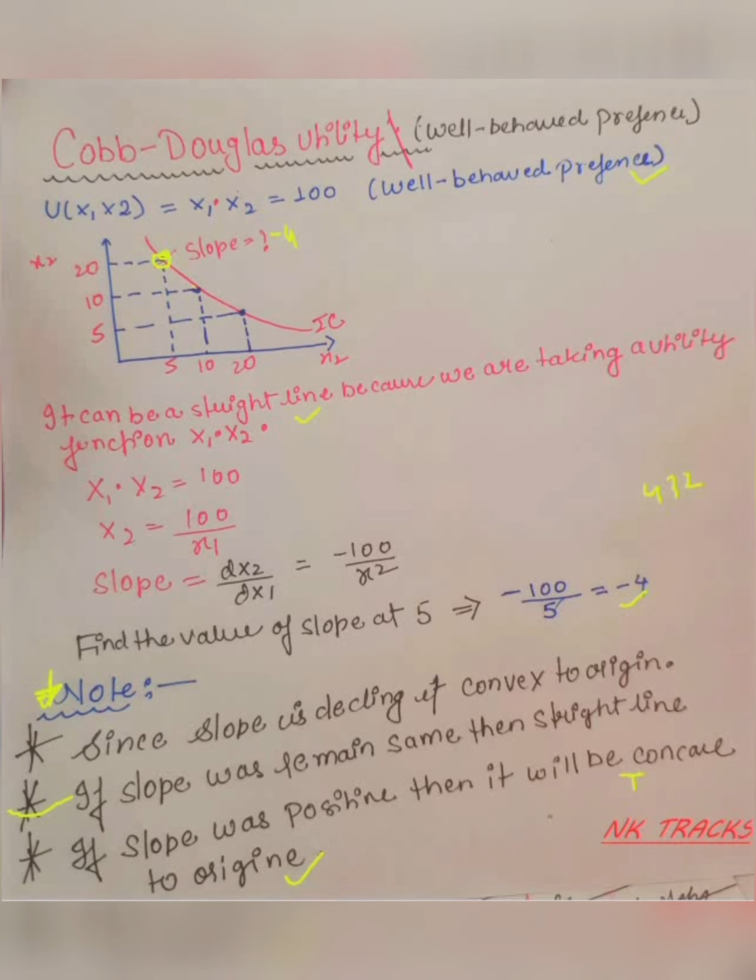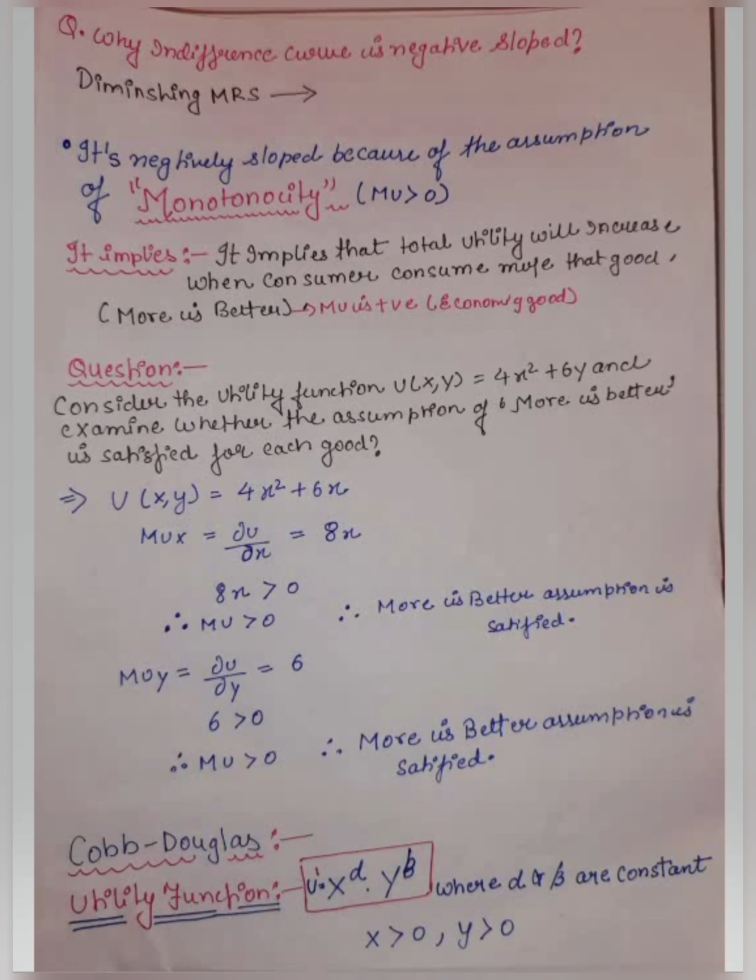Now give me an answer to a question: why is the indifference curve negatively sloped? I know most of you must be answering due to the diminishing MRS, but it is not due to the diminishing MRS. The diminishing marginal rate of substitution is because of convexity. If the question asks what is the reason for the IC being convex, then you will answer it is due to the diminishing MRS.